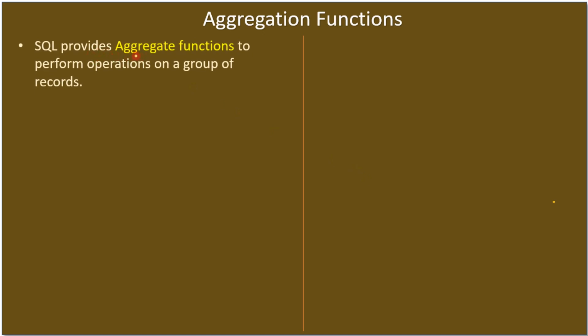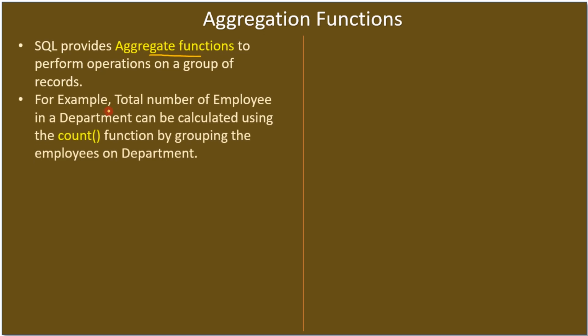SQL provides aggregate functions to perform operations on a group of records. So an aggregate function actually works on a group of records, and that's what we are going to see here. For example, the total number of employees in a department can be calculated using the count function. So count is one example of an aggregate function.